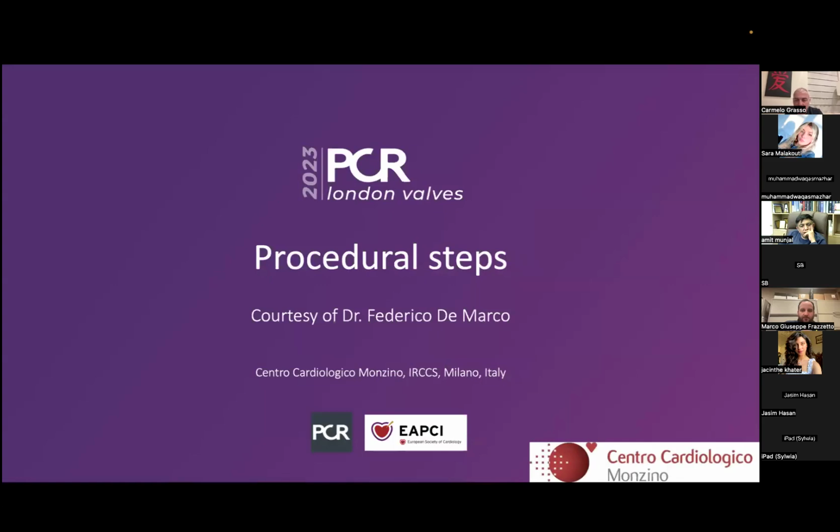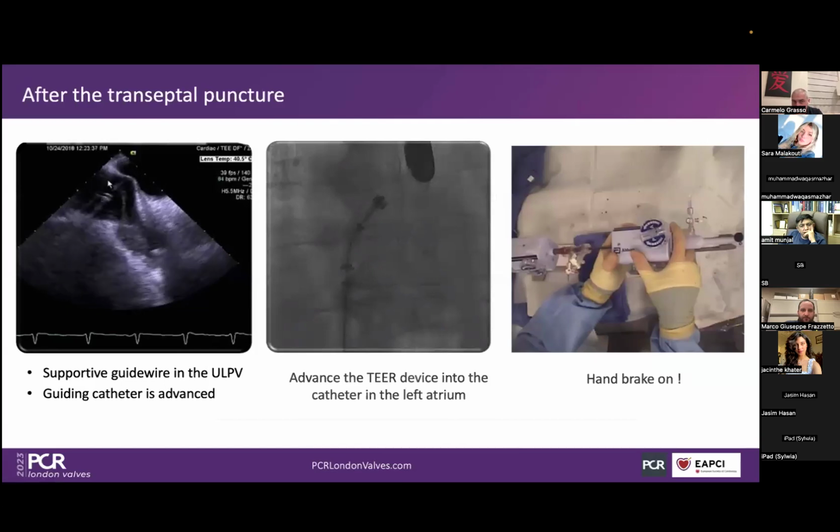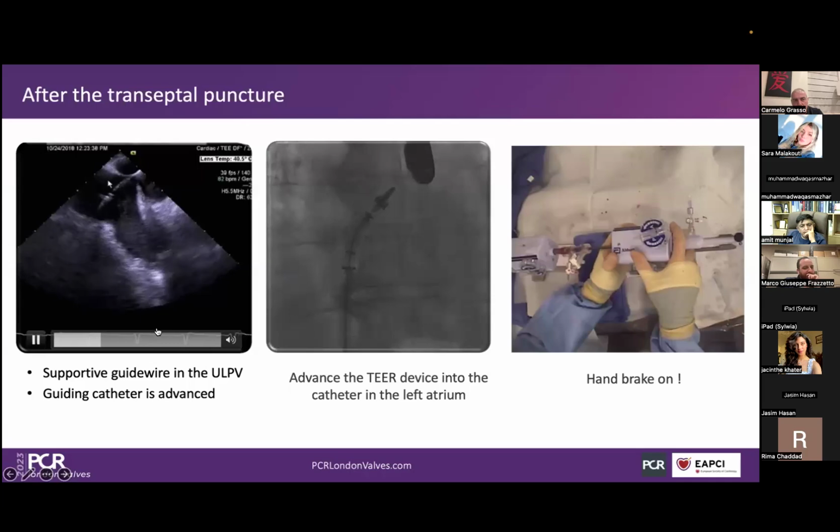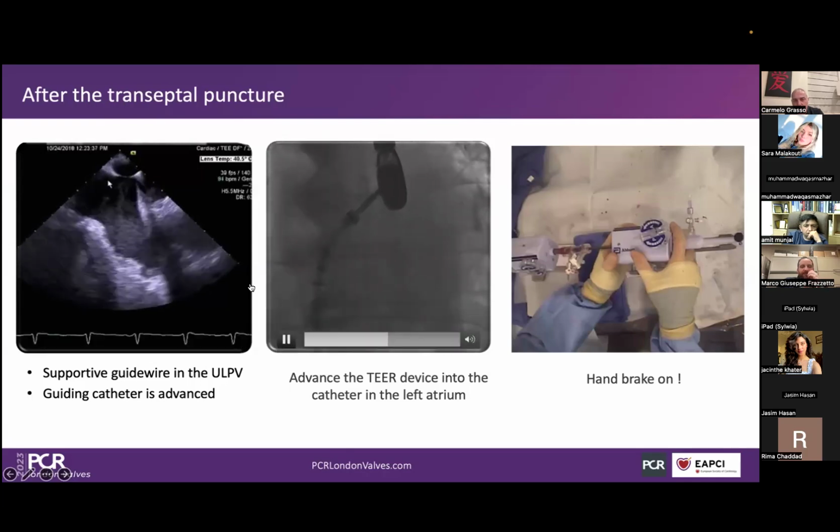So now we'll use the slides of my best friend, Federico De Marco, to show you the procedural steps with the two different devices, with the Pascal system and with the MitraClip. As you can see, once you put the guide wire in the upper pulmonary vein, you advance all the system through the septum, and here you see the catheter goes in.